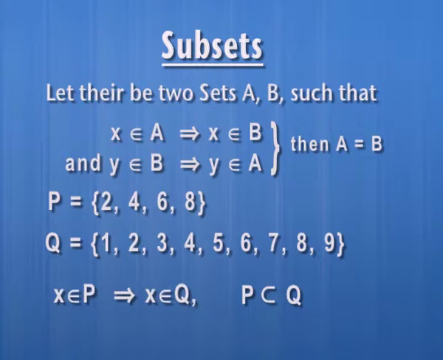In such cases, we say that set P is contained in set Q because we observe that all the elements of P are in set Q. We write it as P contained in Q. This symbol is for contained.